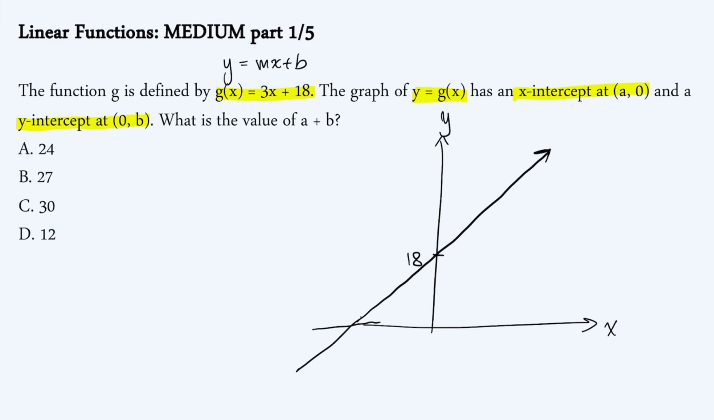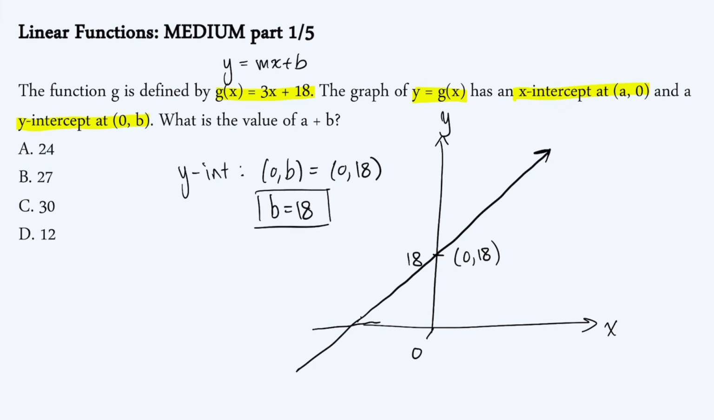Okay, cool. Well, we know that the y-intercept is at (0, b). Well, in our case, the y-intercept is here, which if we actually plot it down, it will be (0, 18). Therefore, these two are equivalent, and we can say that b equals 18. Easy peasy. Okay, now the hard part is actually figuring out what the x-intercept is.